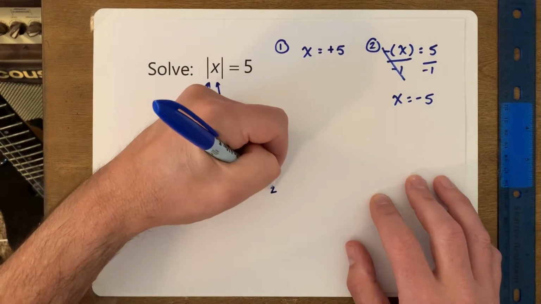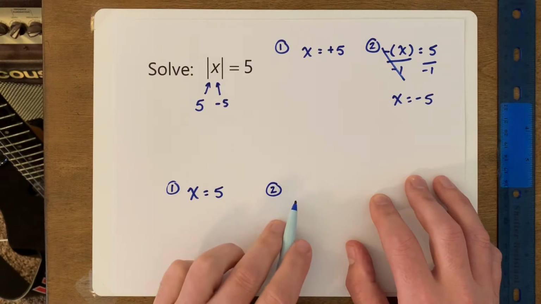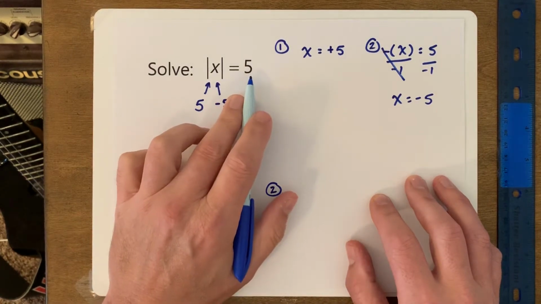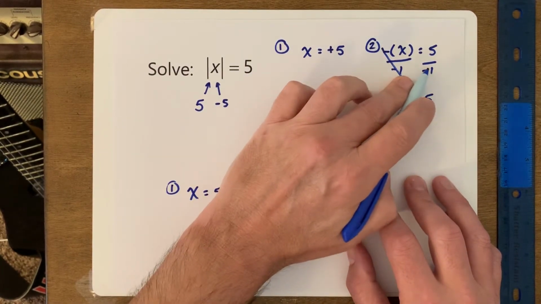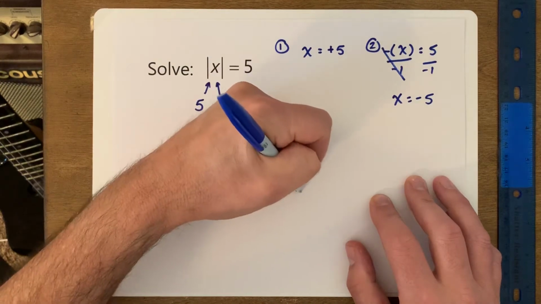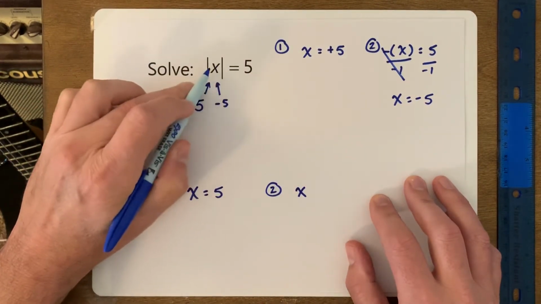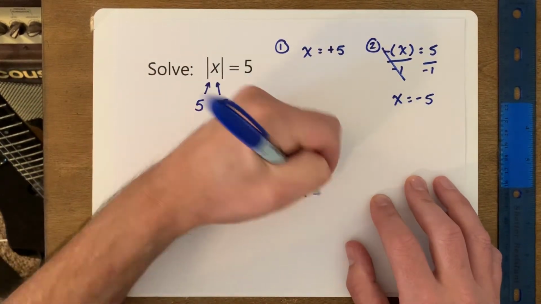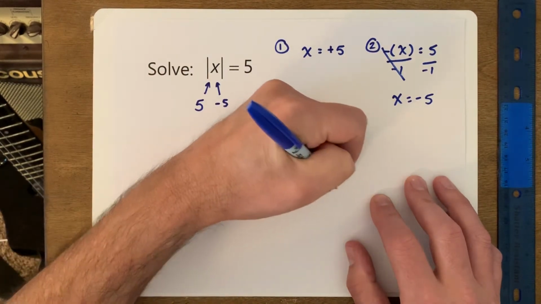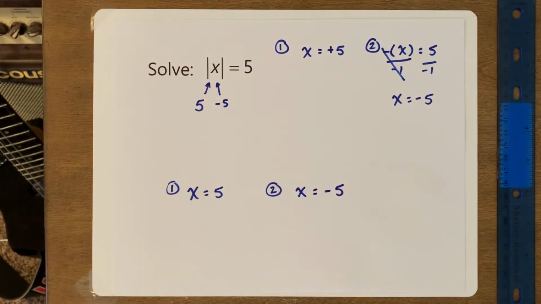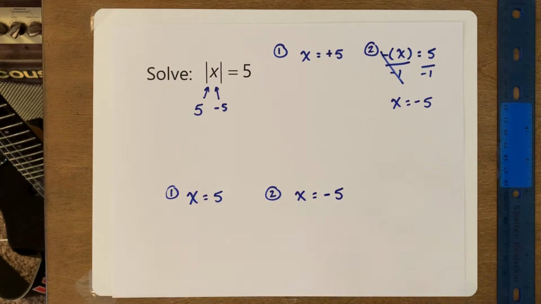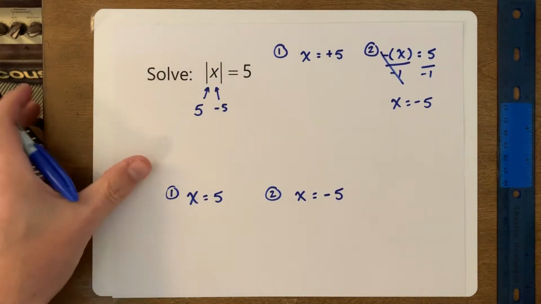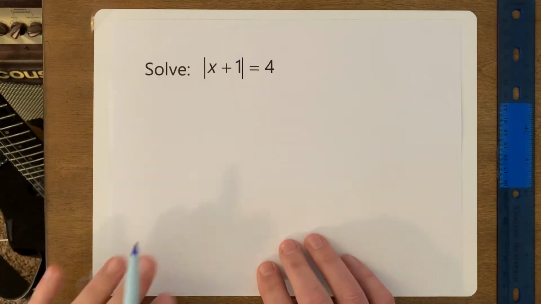And the second one, instead of making the x negative, we just make the other side negative because that negative is going to move over anyway. So what we do then is we just take whatever's inside the absolute value bars, remove them, and we set that equal to the negative of the other side, like that. And so we get our two solutions that way. So let's see what this looks like with a different problem.